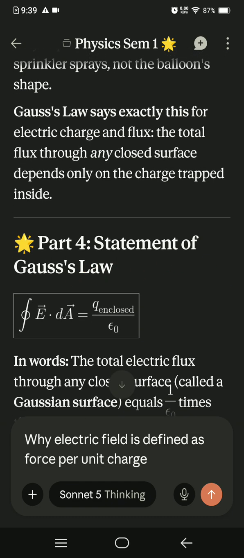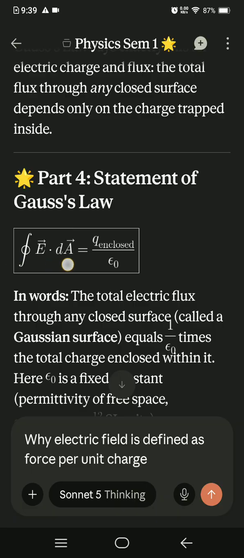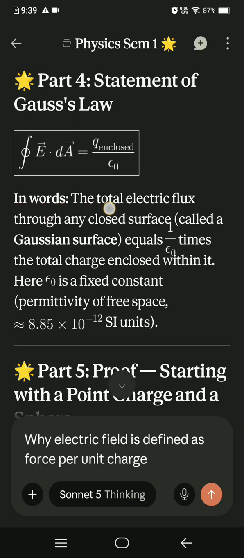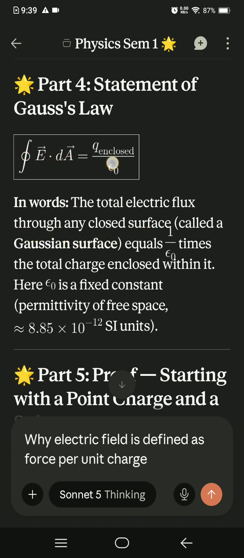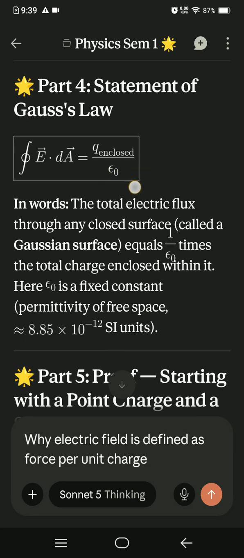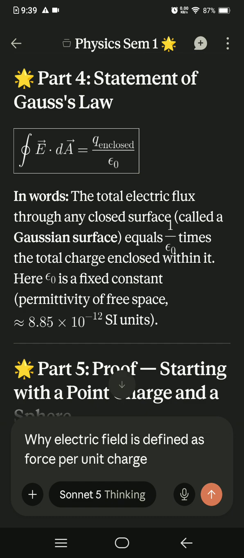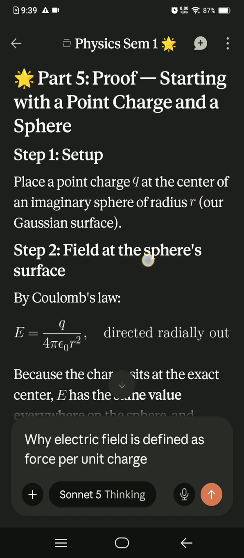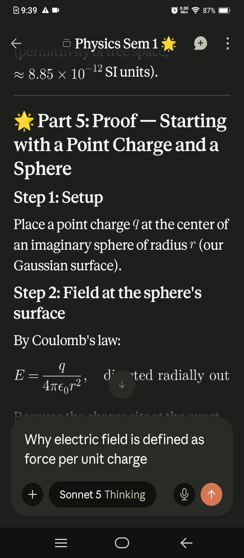So, statement of Gauss law: the flux is the charge enclosed upon epsilon naught, which is just a constant. So, in words, the total electric flux through any closed surface, called the Gaussian surface, equals 1 upon epsilon naught times the total charge enclosed within it. Here epsilon naught is a fixed constant, the permittivity of free space, which is 8.85 times 10 to the power minus 12 SI units.